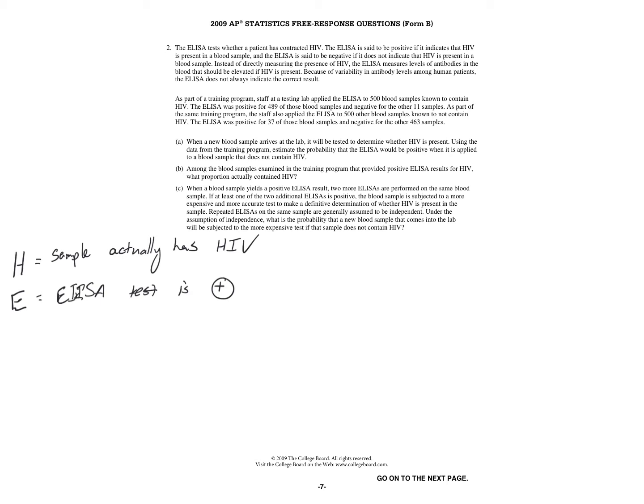Okay, and so you have all the numbers given to you in the problem, and let's look at A. And it says when a new blood sample arrives in the lab, it'll be tested to determine whether HIV is present. Using the data from the training program, estimate the probability that the ELISA would be positive when it is applied to a sample that does not contain HIV. So what they are telling us here is it is being applied to a sample without it. So we are in this given H complement. So we are looking for the probability of a positive ELISA test, E, given H complement.